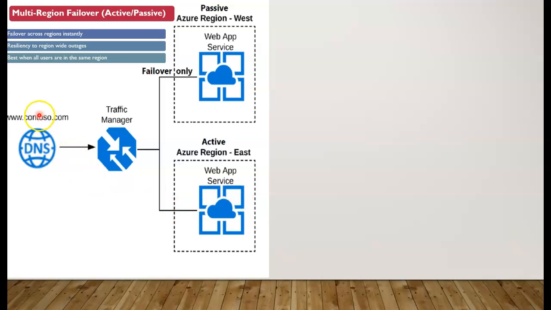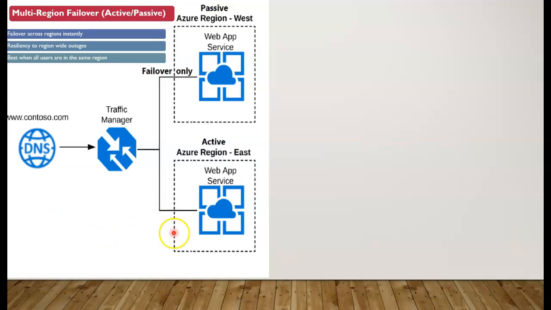For example, you can see here Contessor.com, which is a public DNS. When we try to open it, it is routing with the help of Traffic Manager dynamically. It's going to go to the active region, which is in this case East, and similarly it can also drive the traffic to the West side. So let's explain how this multi-region failover would happen, because if you see here, this is Azure Region West, this is Azure Region East. So let's talk about how this works.